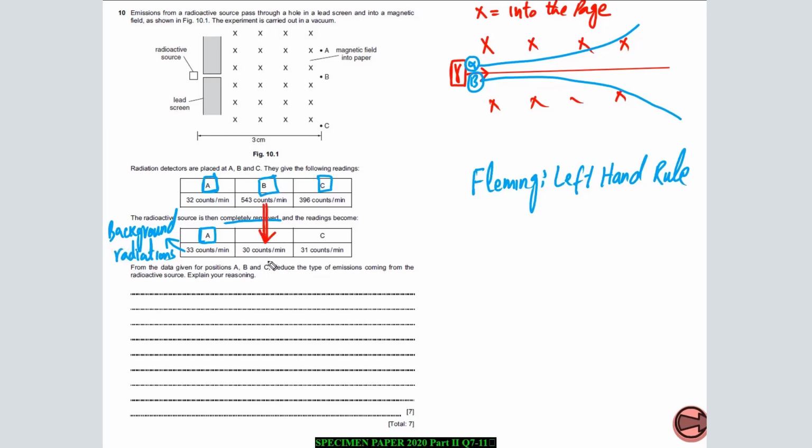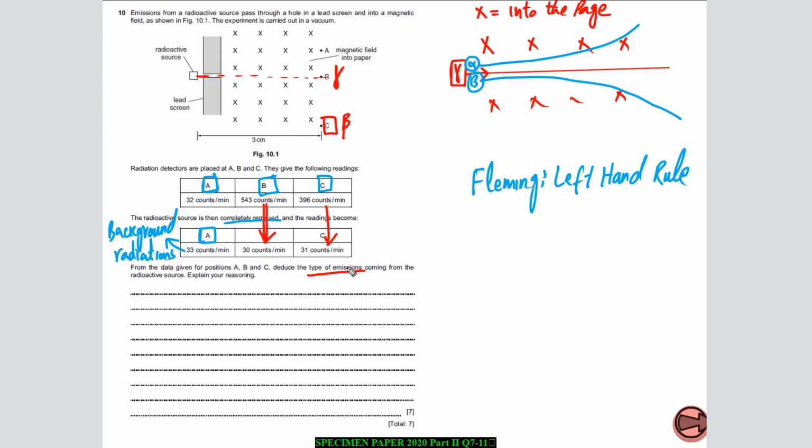At B, you can see it dropped to this number, and this also dropped to this number. As there are readings at this point, it means the gamma particles are reaching this point. At C, it means beta particles are reaching this point. So this is all we need to understand, and it is asking you to deduce the type of emissions. So gamma and beta particles are present, and the background radiations are also there.